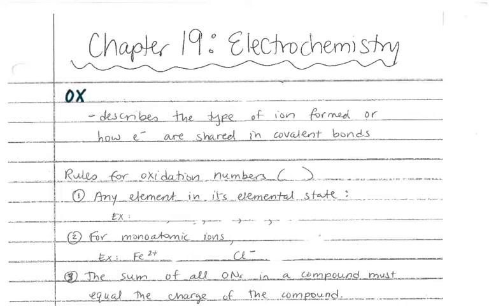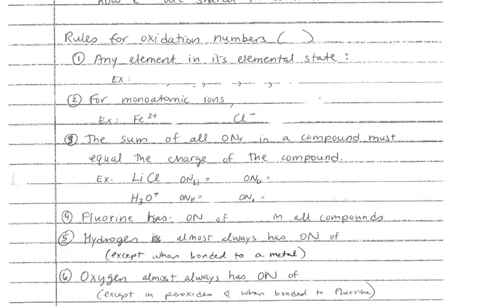So the first thing we need to be able to do before we can learn about electrochemistry is learn a little bit more about electrons in elements and what their oxidation numbers are. Oxidation number or oxidation state, they're sort of synonymous terms. So the oxidation number or state just describes the type of ion that's formed or how electrons are shared in covalent bonds, because we know they're not always shared equally. So there are rules for determining oxidation numbers, and an abbreviation that I'll use a lot for oxidation number is ON.